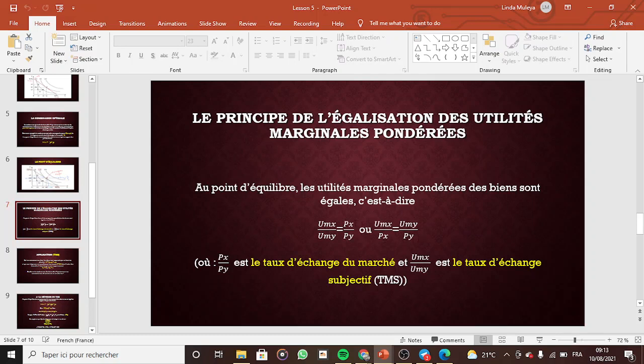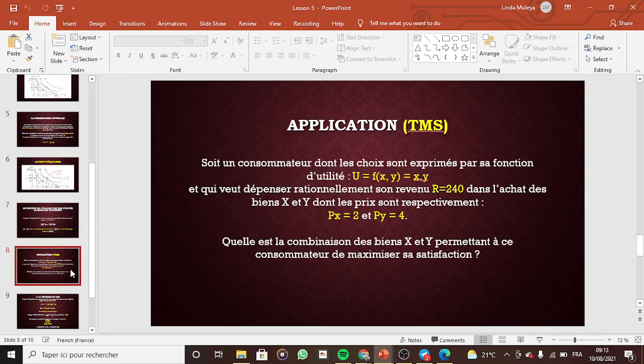And we saw what these particular ratios mean. Px over Py is le taux de change du marché. We mentioned that this is something that is objective. It's something that cannot be changed. It's standard for the consumer and for the producer. And we saw also UMx over UMy, which is le taux de change subjectif, which is unique to our consumer. It depends on whatever the consumer wants. And then we got into our application.